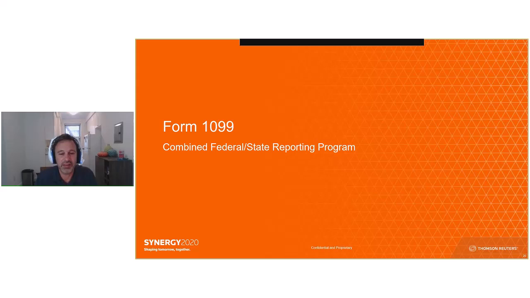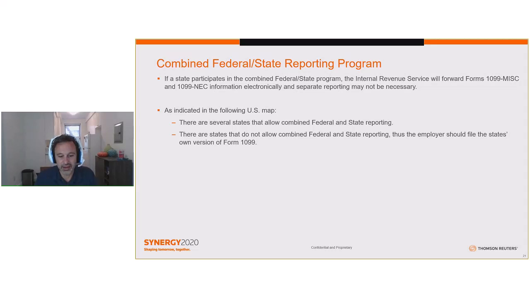So now we're going to go to the Combined Federal and State Reporting Program. When you have a 1099 miscellaneous or 1099 NEC state filing requirement, if the state participates in the Combined Federal State Program, the Internal Revenue Service is going to forward to the state for you. And separate reporting may not be necessary. There are going to be situations where separate reporting is necessary, but if the federal state program exists, we usually let the IRS do the work for us.